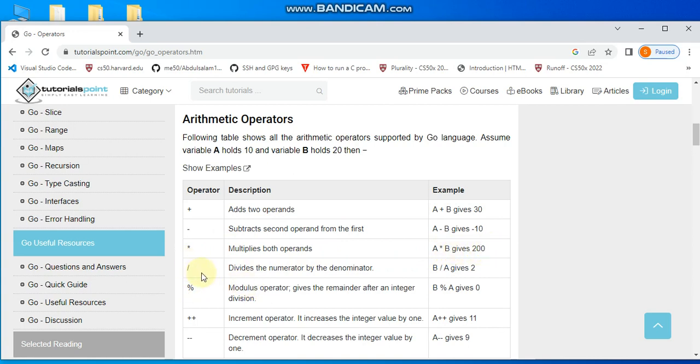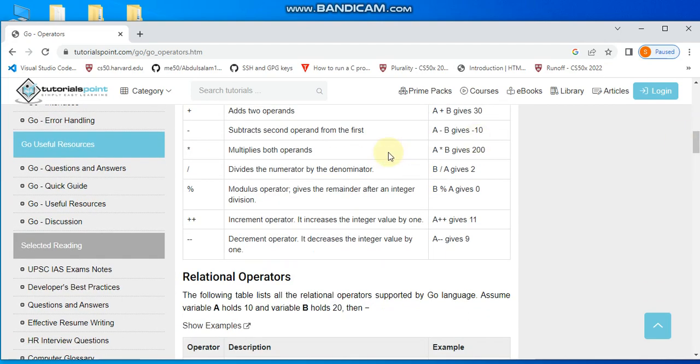Then we have the division operator here, which divides the number by the denominator, such as B, which is 20, divided by A, which is 10, will give 2. So this modulus operator is used in dividing, but it will only return the remainder from the division. So the modulus operator gives the remainder after an integer division. After it divides, it returns the remainder.